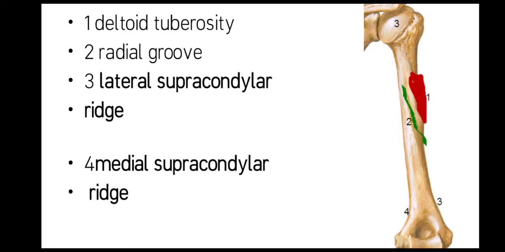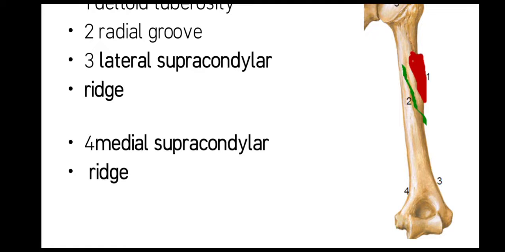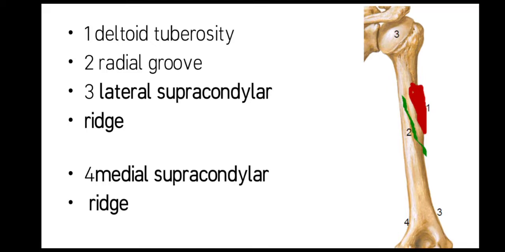So if the shaft gets fractured, most probable structure that would be affected is radial nerve, and we would lose the extension of most of the forearm and wrist joint. So this is also clinically very important structure.